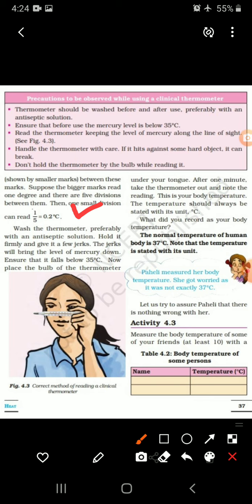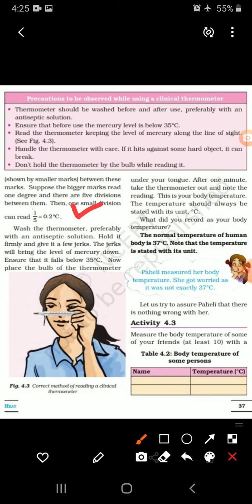Wash the thermometer, preferably with an antiseptic solution. Always wash the thermometer. Hold it firmly and give it a few jerks. You have to jerk the thermometer.